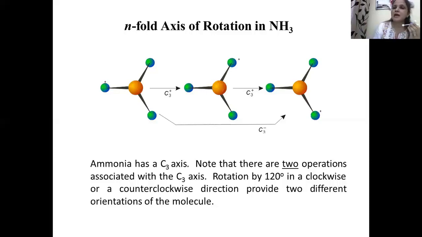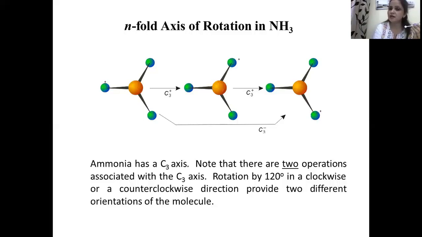Through boron, it has a C3 axis through which I am rotating through a 120-degree angle. Through this BF bond, I am rotating through a 180-degree angle. So the molecule possesses a C3 rotation axis and a C2 rotation axis. Now out of these two, which will be the principal axis? The principal axis is where the angle will be the smallest, meaning the n will be the largest. Now the largest n is C3.